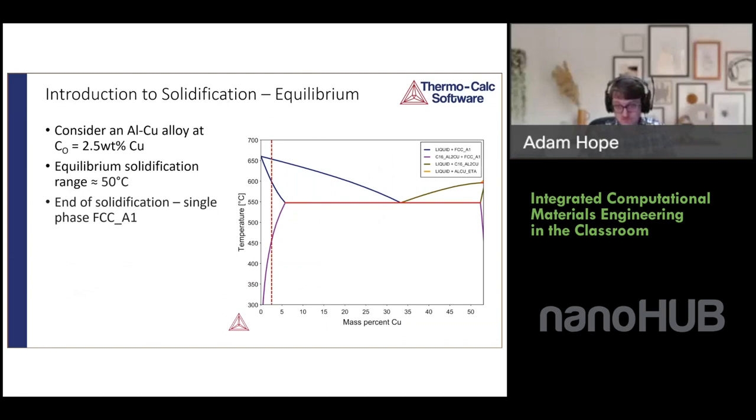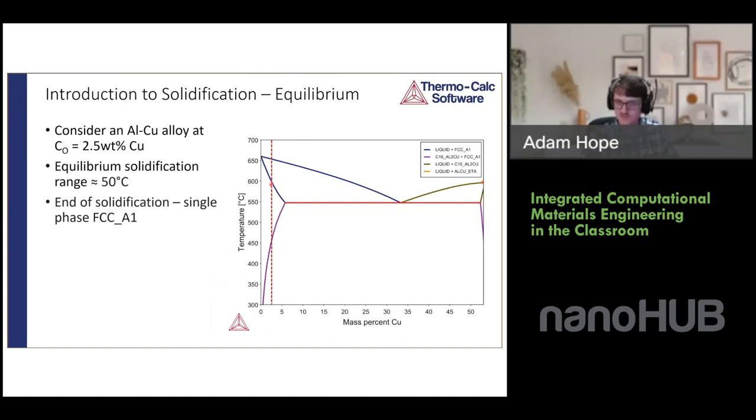And so real quick, we're going to walk through just briefly the derivation of what's called the Scheil equation or the Scheil-Gulliver equation. You may have heard of that before. And so we'll talk a little bit about solidification. Equilibrium solidification, if we consider we have an alloy at 2.5 weight percent copper, here. The solidification temperature range is 650 to 600, 50 degrees C.